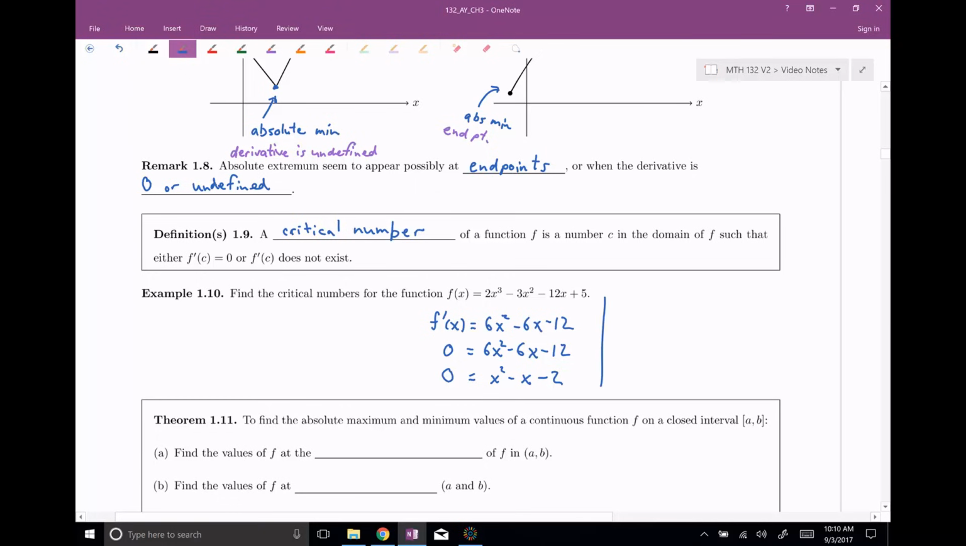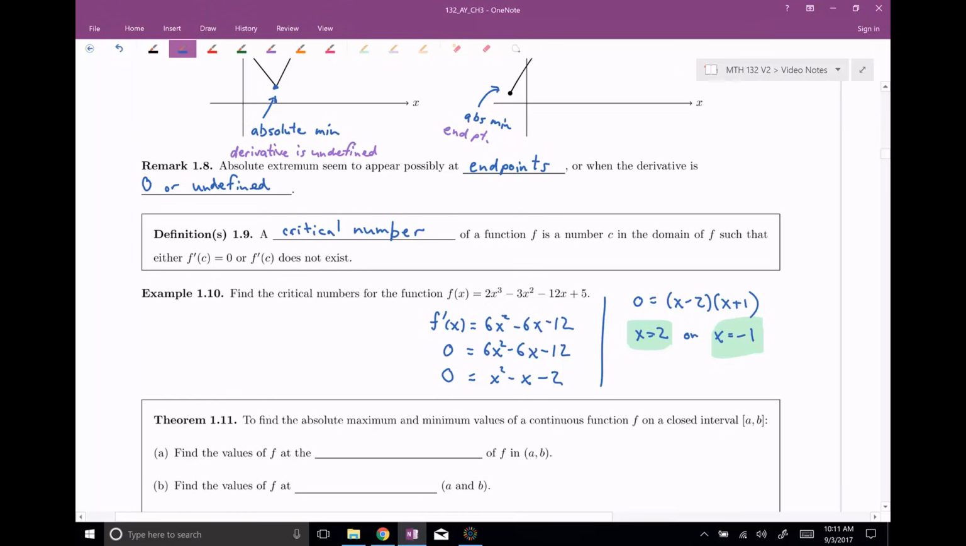So let's go ahead. I think I can factor this one. In this case, it would be, I believe, x minus 2 and x plus 1. So that means this would be equal to 0 when either x is equal to 2 or when x is equal to negative 1. So I would say the critical numbers are 2 and negative 1, because these are the values that if you plug them into the derivative, they would give out 0. So those are the two critical numbers for this function.